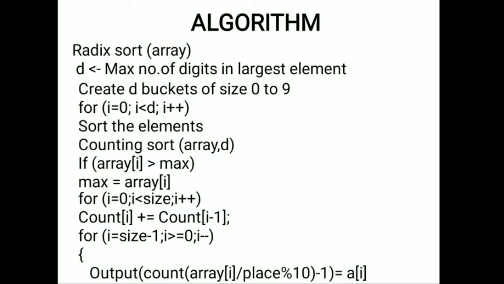Then initialize an array of length maximum plus 1, using the for loop: for i equal to 0, i less than size, and increment. This stores the count of each element at the respective index in the count array. For example, if the count of the element 3 is 2, then 2 is stored in the third position of the count array. If the element 5 is not present in the array, 0 is stored in the fifth position.